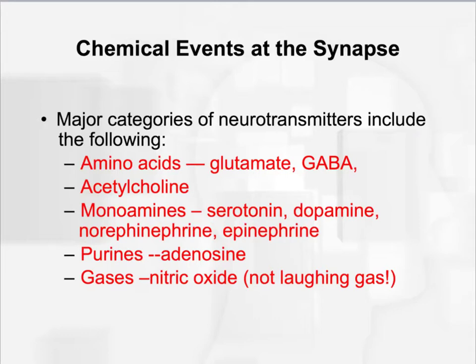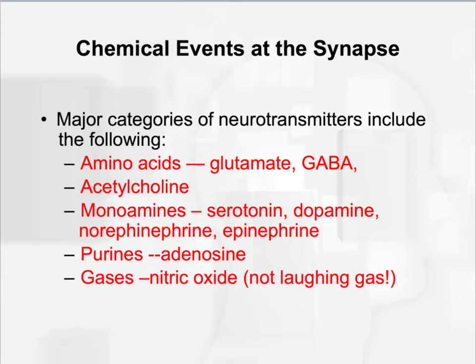Okay, so chemical events at the synapse. There are some major categories of neurotransmitters. Some of them are going to be amino acids. If you remember from biology, amino acids are the basic building blocks of DNA. So these are kind of all over the place, right? We have glutamate and GABA. You might hear those terms. We have acetylcholine, which is, I think, the first neurotransmitter to be discovered or to at least be understood.